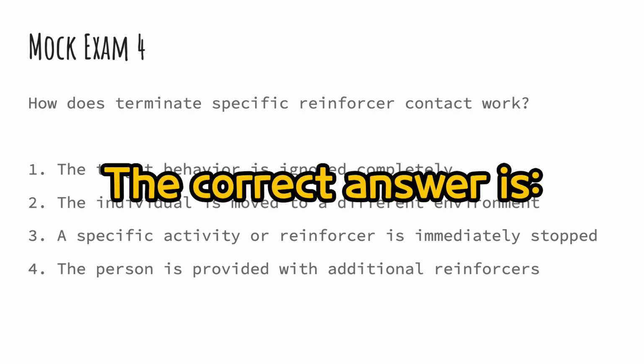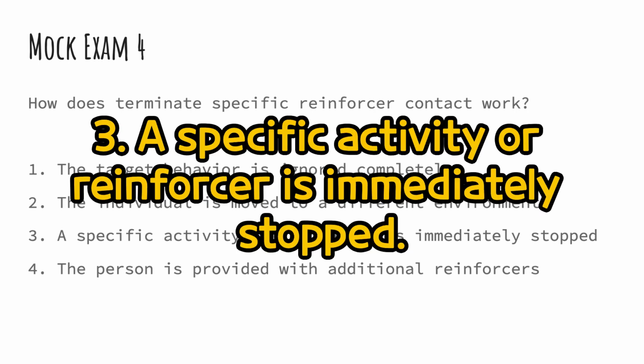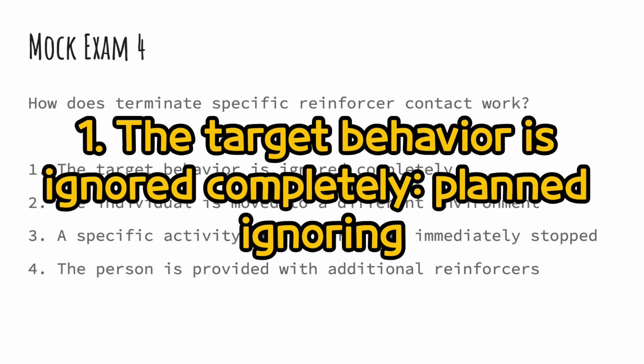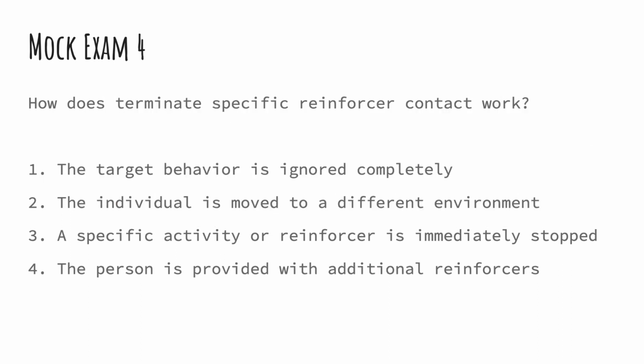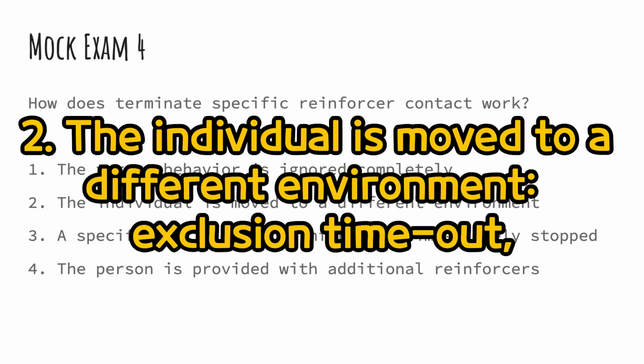The correct answer is 3. A specific activity or reinforcer is immediately stopped. 1. The target behavior is ignored completely. This option describes a technique known as planned ignoring, where no attention or reinforcement is provided in response to a particular behavior. It's different from terminating specific reinforcer contact because it involves ignoring the behavior rather than stopping a specific activity or reinforcer.